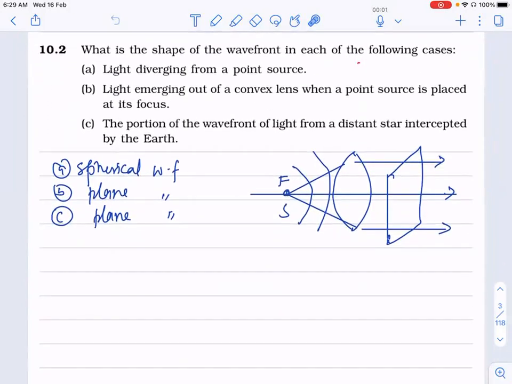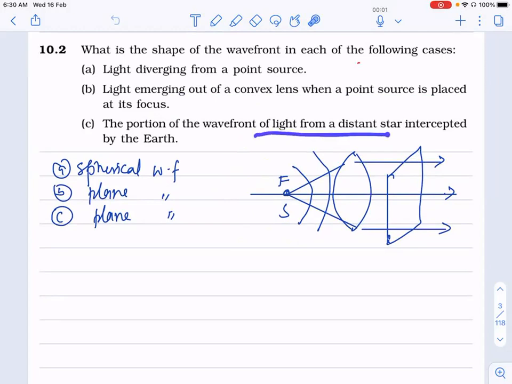So the question is, what is the shape of the wavefront in each of the following cases? Light diverging from a point source. Diverging like this, so spherical wavefronts will be formed. Light emerging out of a convex lens when the point source is placed at the focal point. From here the rays will become parallel, and between parallel rays a plane wavefront forms. The other side will get the plane wavefront.